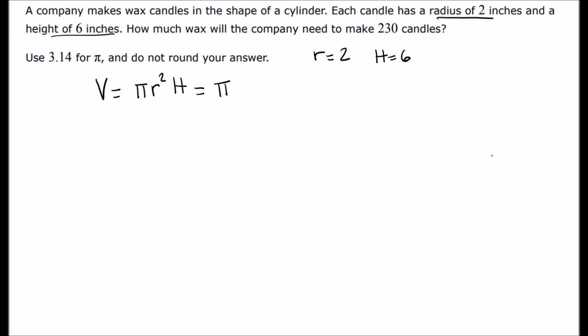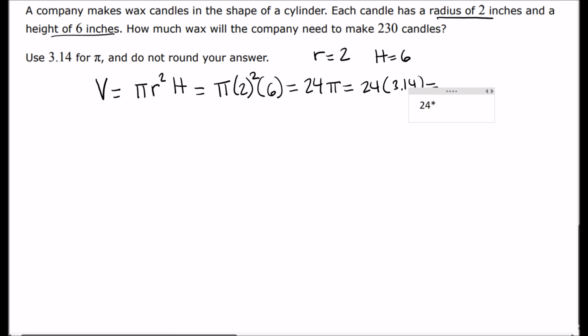All right, so we got pi times 2 squared times height is 6. We got 2 times 2 is 4, 4 times 6 is 24, so we got 24 pi. So 24 times 3.14. That gives 75.36. Okay, so that's 75.36 cubic inches of wax.